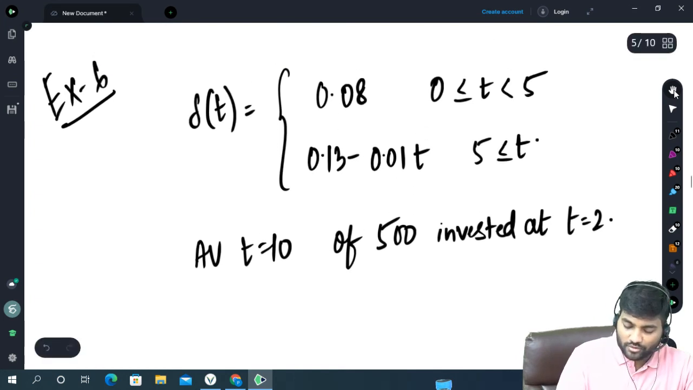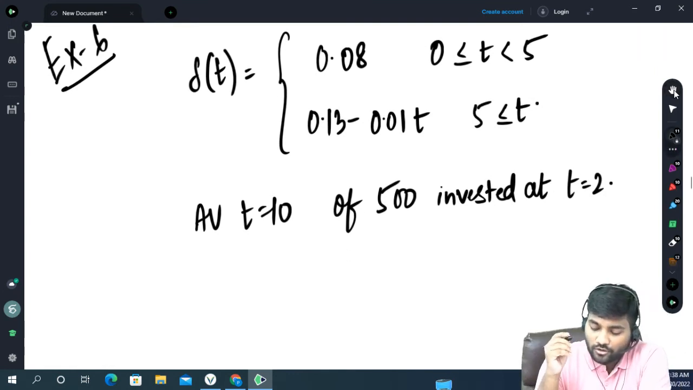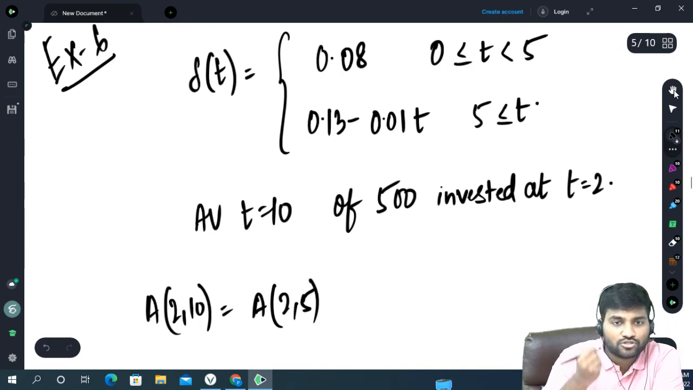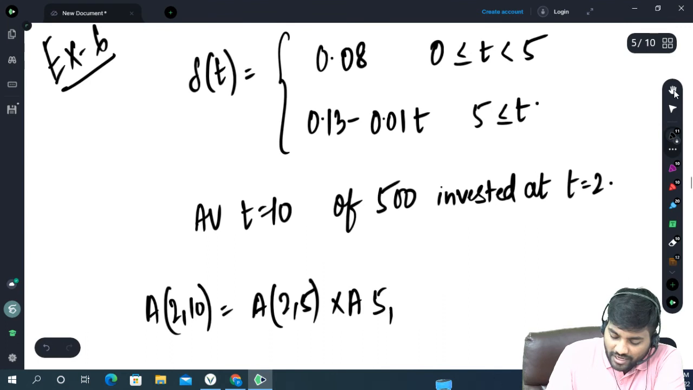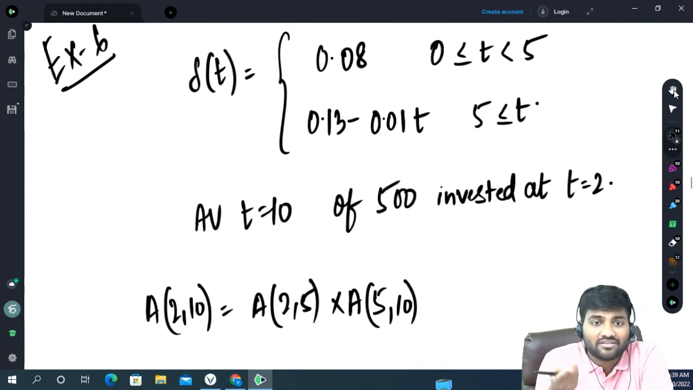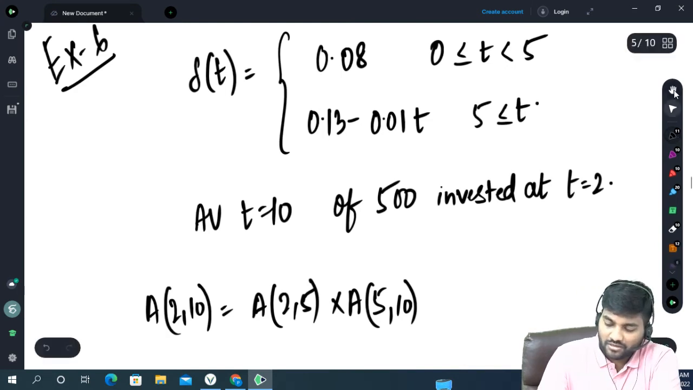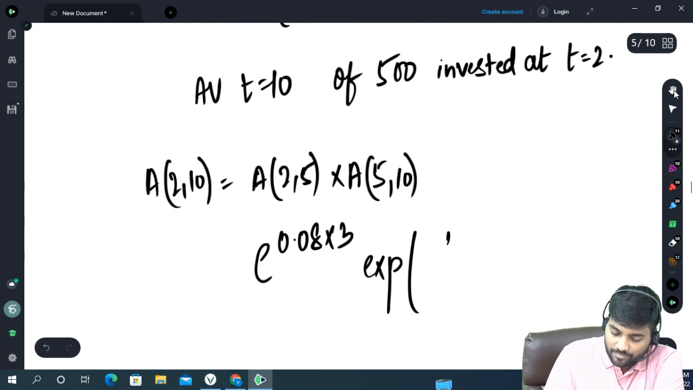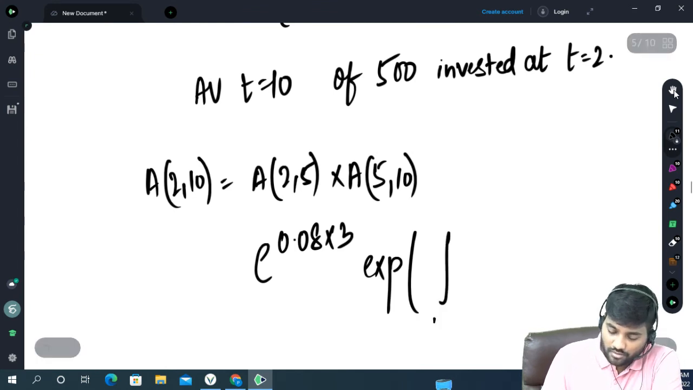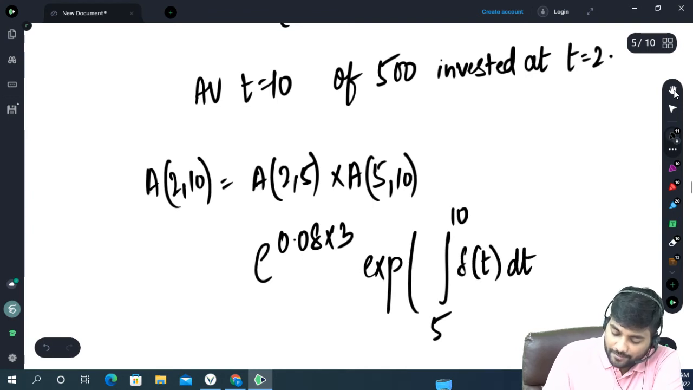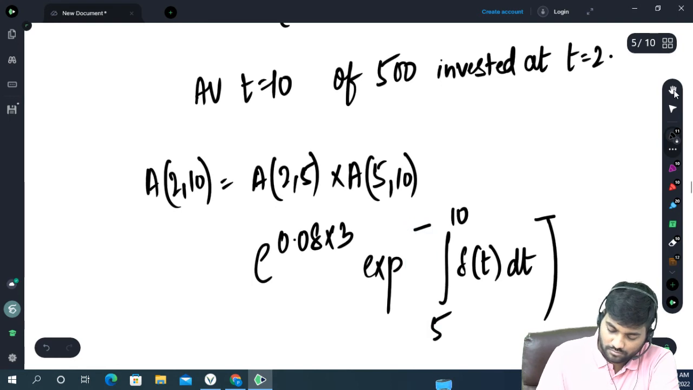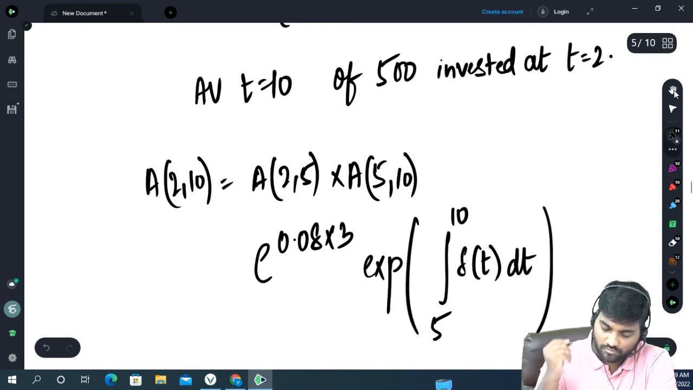So here we need to calculate, listen to me first. We need to calculate A 2 to 10. So this is A 2 to 5, because the force of interest is changing at time 5, into A 5 to 10. But A 2 to 5 can be calculated directly now without integration. It is what? E to the power 0.08 into 3, exponential integration 5 to 10 delta t dt. Please solve for it.